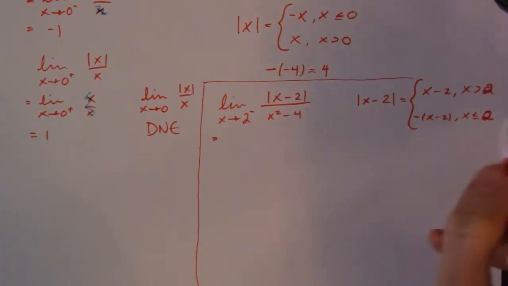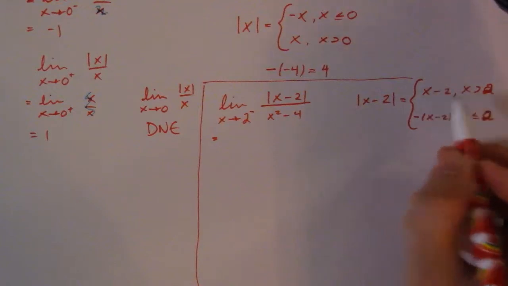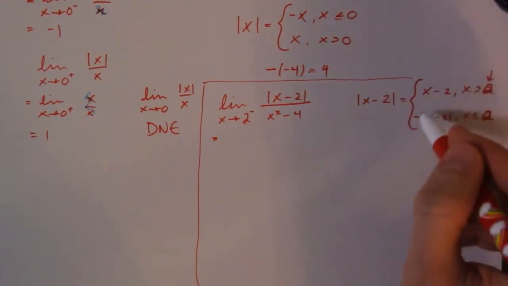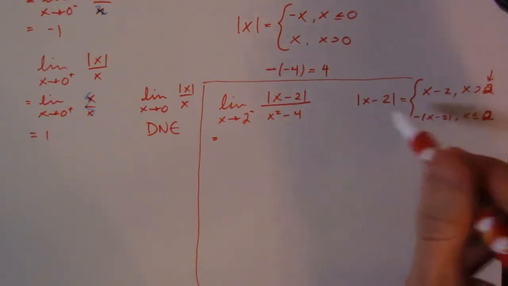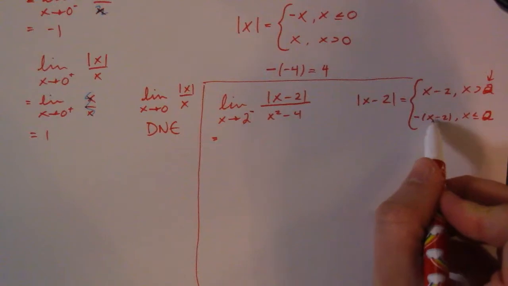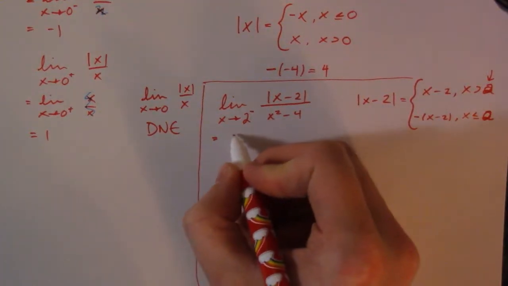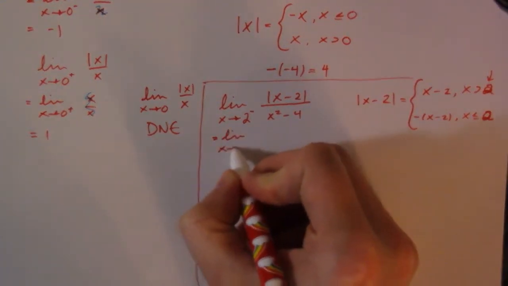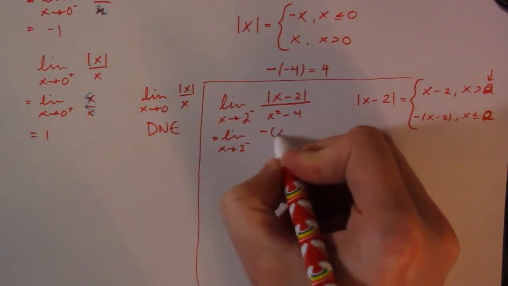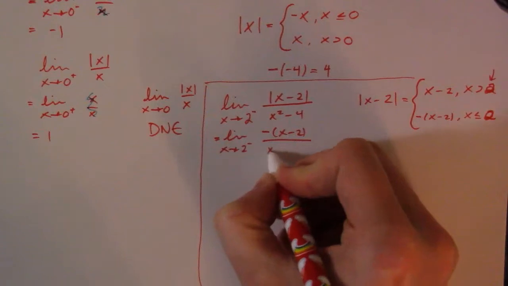And the reason why, of course, it's 2 is because we have this guy right here. This is basically your x-intercept of your linear function that's inside here. So we have to choose the appropriate side that we have. So since it's from the left side, that's less than or equal to 2, we have this guy. So we're going to take the negative version of this. So we have the limit as x goes to 2 from the left side, and then we have negative x minus 2 all over x squared minus 4.